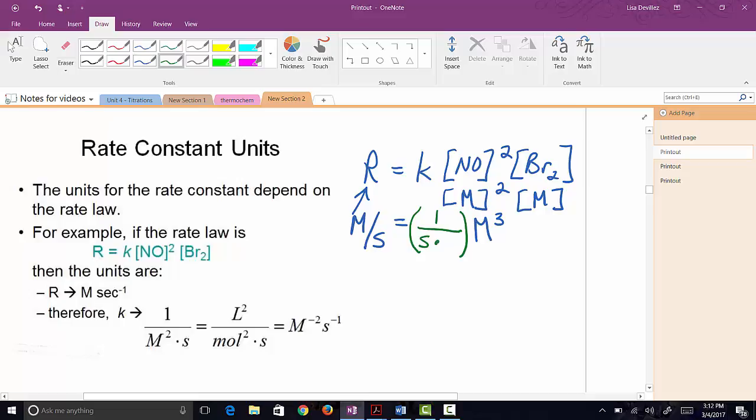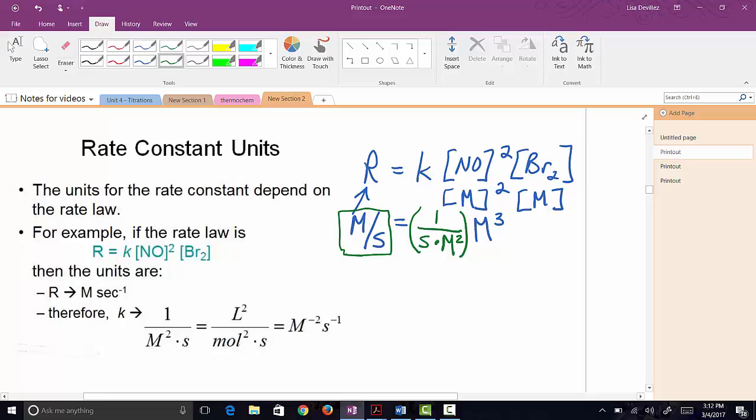The other thing that K has to do is cancel out all but one of the molarities. In this case, I have molarity cubed, and that means that in the denominator, I have to put molarity squared because I want to cancel 2 of those 3 molarities. And so when I multiply 1 over seconds times molarity squared times molarity cubed, I end up with molarity over seconds, which is the unit for the rate.